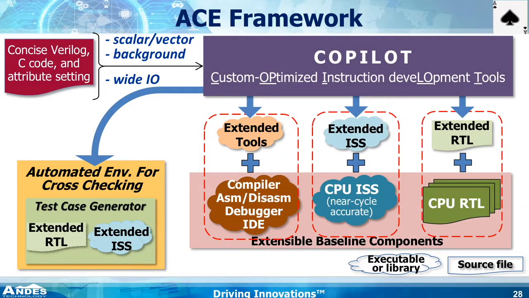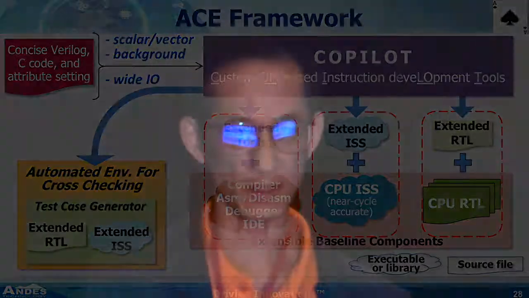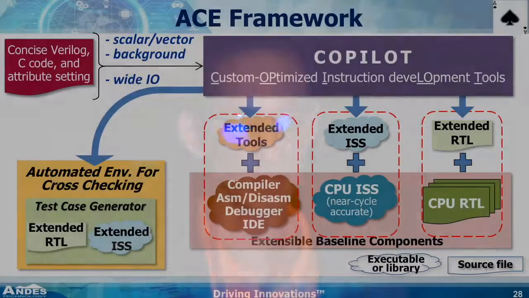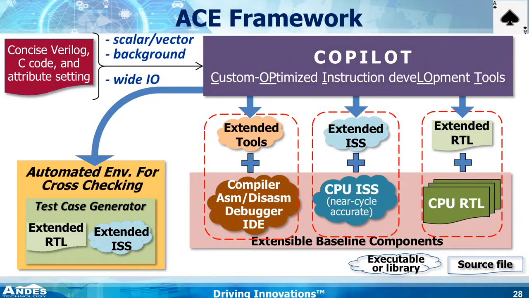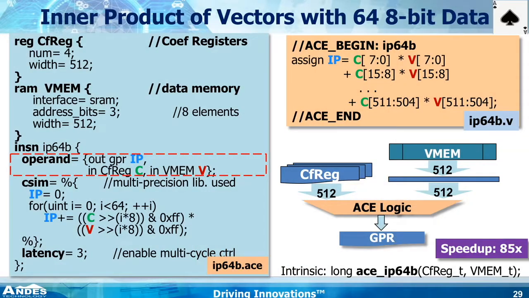And one thing that people would be concerned about is that if you add an instruction to the processor, how would it affect the pipeline? How do you do the verification and so on? Our framework has taken that into account. We have this automatic environment for cross-checking based on the generated extended RTL and generated extended ISS. We mix that together and generate a test pattern, and then we do the cross-checking for you. So very automated.